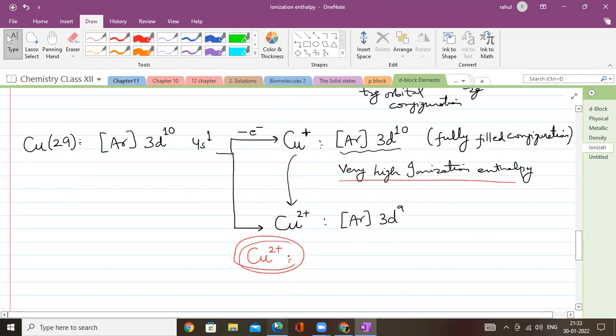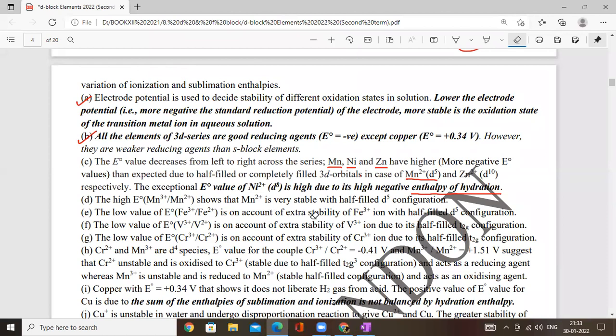So we will take up now the questions on the basis of this. Question number one, which I'm going to take up right now, is the high E naught.